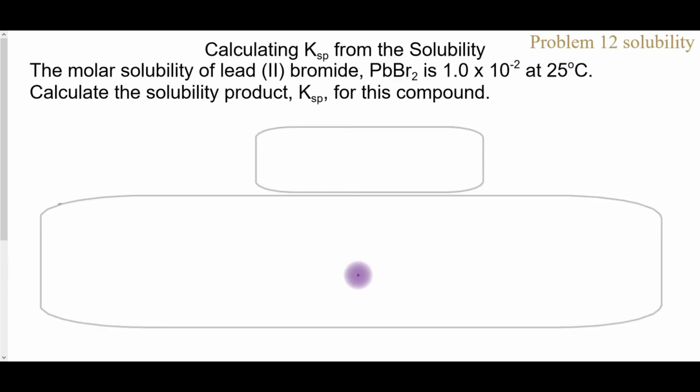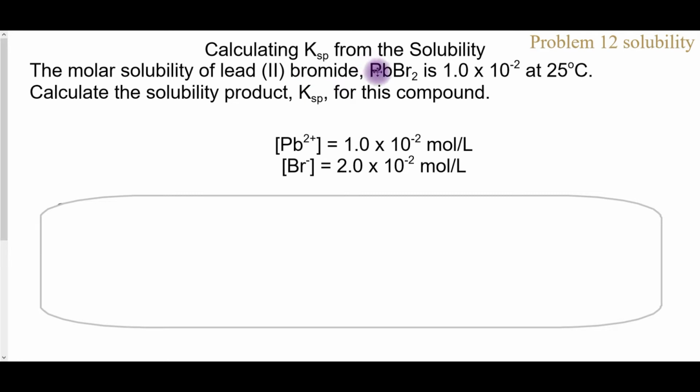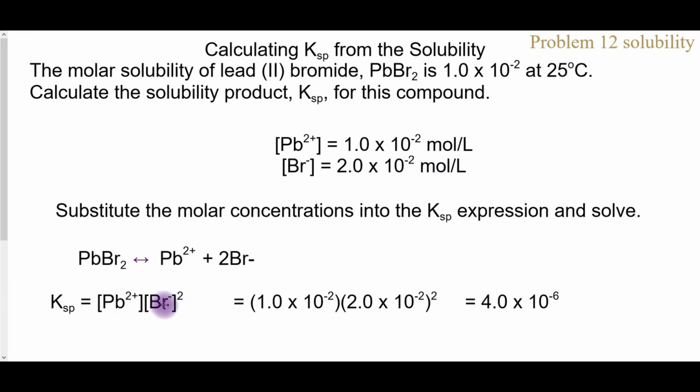What happens if you're given the solubility and you want to calculate the solubility product? We know that there is one lead-2 ion for every molecule, so the concentration of lead-2 will be the same as the solubility. However, there are 2 moles of bromide for every 1 mole of the compound. That means solubility is multiplied by 2. Write the solubility expression, plug in my values, and the solubility product is 4 times 10 to the negative 6th.